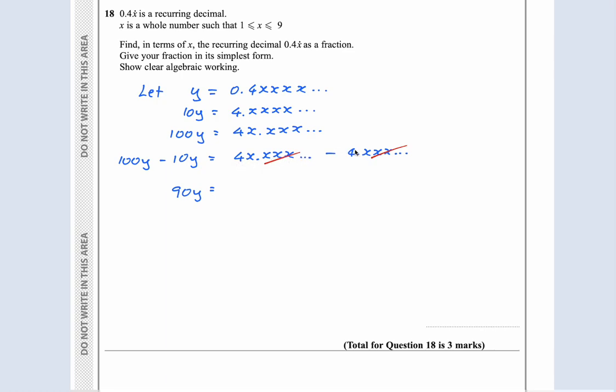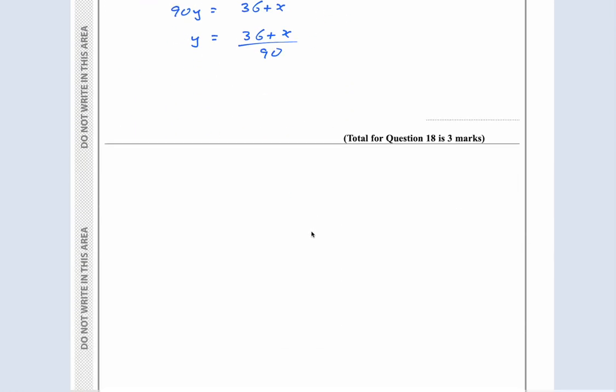Now this is where we have to be super careful, guys. This is not 4x, and sorry, it's not even 40x, it's 40 plus x. Again, if it was 5, 45 means 40 plus 5. So it's 40 plus x minus 4. So 90y is 40 minus 4, which is 36, plus x, and then y is (36 plus x) divided by 90. And that, yeah, that is the answer. Definitely a tricky one.